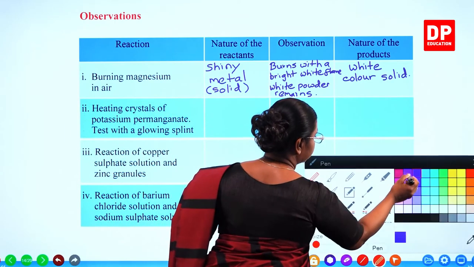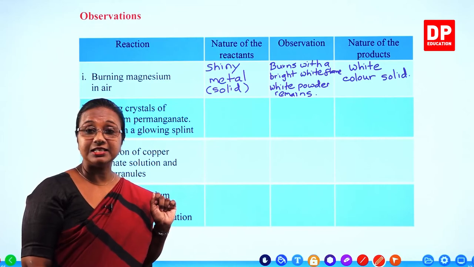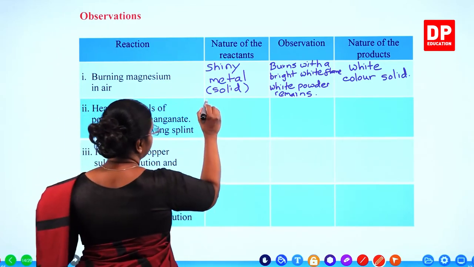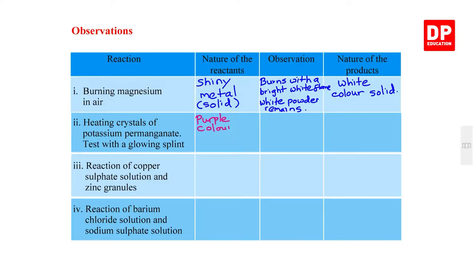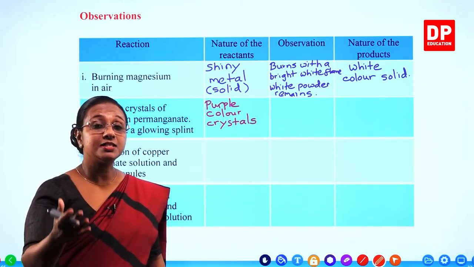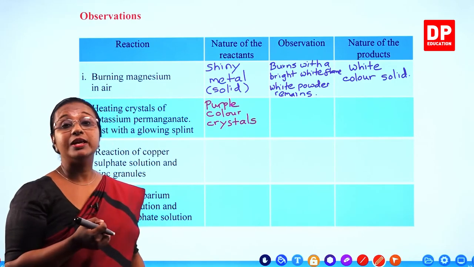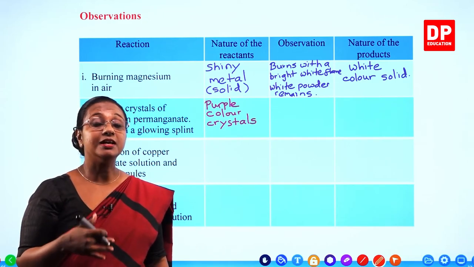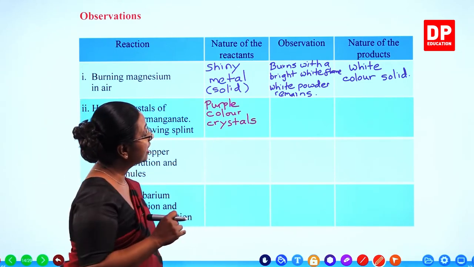Then the next one. Heating crystals of potassium permanganate. What is the nature of the reactants? Purple color crystals. What are the observations? You saw the conversion of purple color crystals to black color solid. And also when we tested with a glowing splint, the glowing splint rekindles and burns with a bright flame. So those are the observations.